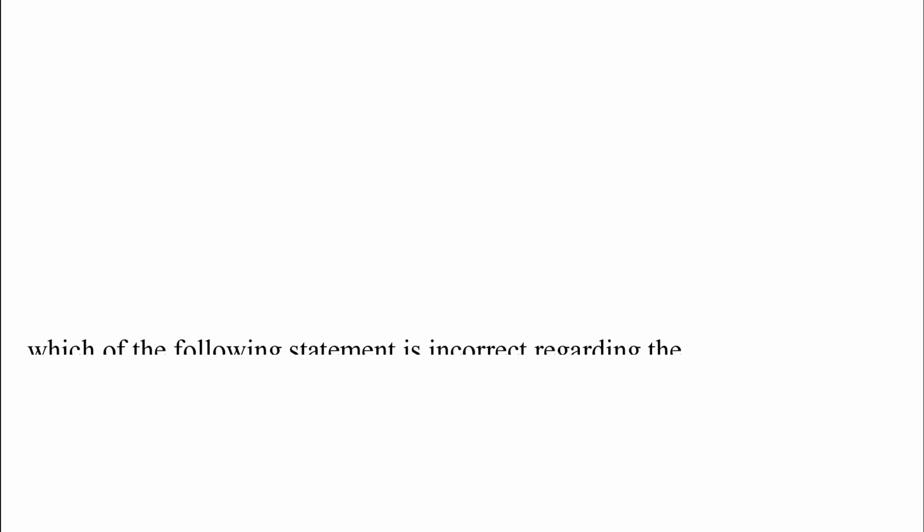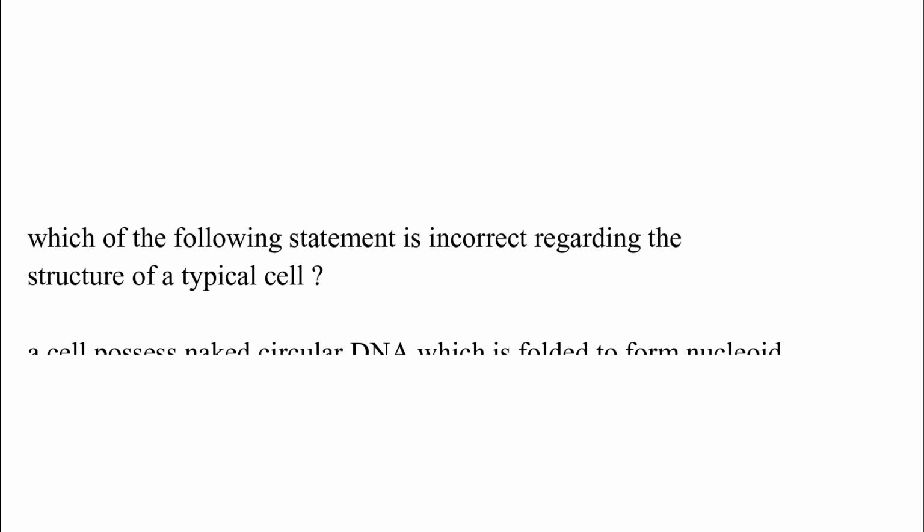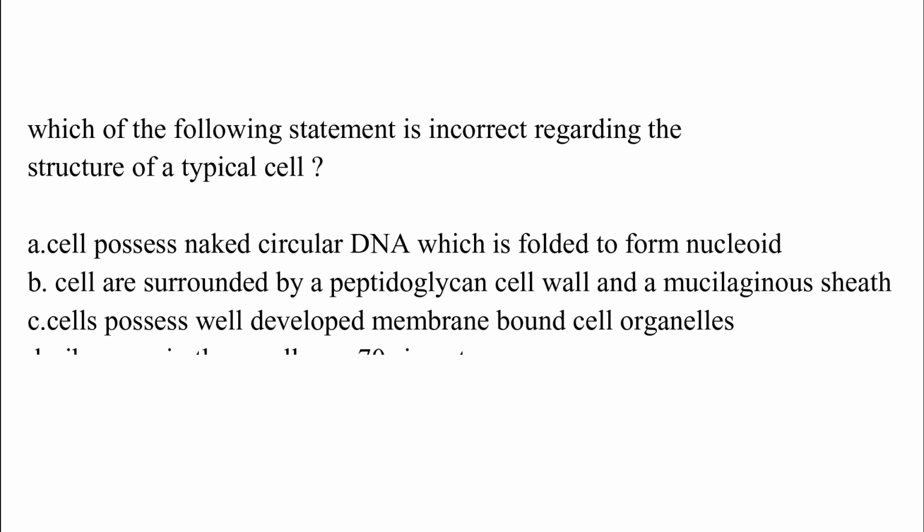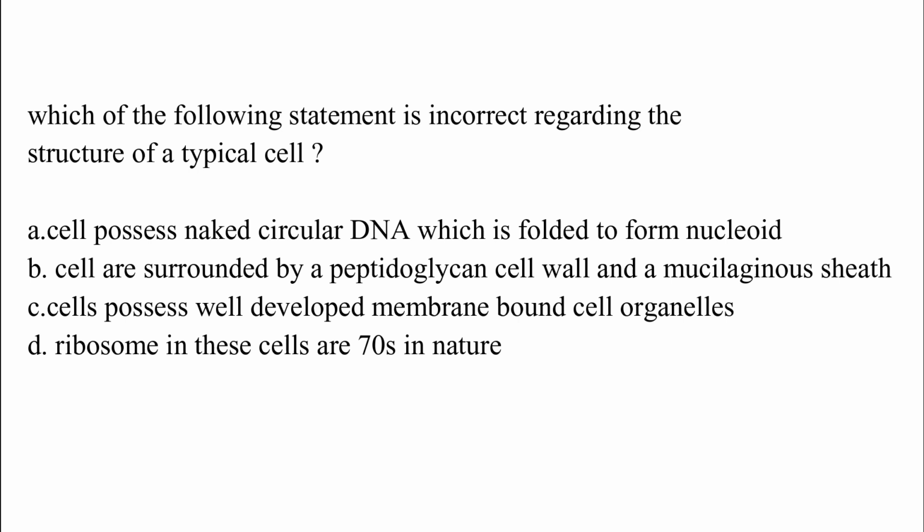Which of the following statements is incorrect regarding the structure of a typical prokaryotic cell? Option A, cell possesses naked circular DNA which is folded to form nucleoid. Option B, cells are surrounded by a peptidoglycan cell wall and a mucilaginous sheath. Option C, cell possesses well-developed membrane-bound cell organelles. Option D, ribosomes in the cell are 70S in nature. The correct answer is option C. This statement is incorrect because it is correct for the eukaryotic cell, not for the typical prokaryotic cell.